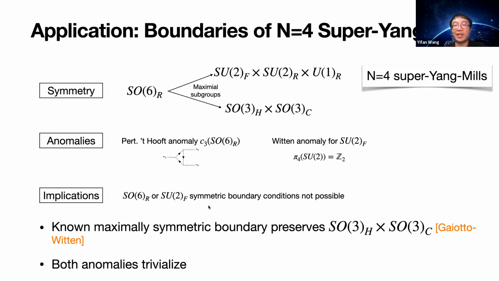Indeed, if you look at known examples of maximally symmetric boundary conditions, for example the one studied by Gaiotto and Witten, they only preserve another maximal subgroup, SO(3) times SO(3). This has, for example, only an abelian intersection with this SU(2)_F. So the Witten anomaly trivializes. And you can also compute that the perturbative cubic anomaly trivializes for the subgroup as well.